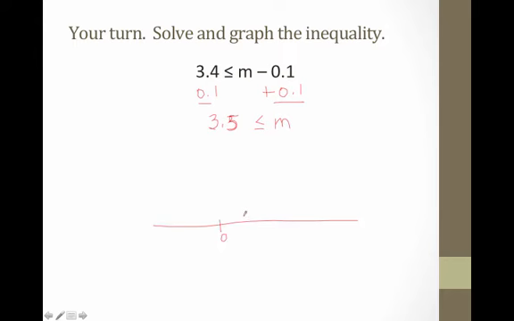I've got my 0, 1, 2, 3, and 4. And I know that 3.5 is less than or equal to m, but m is greater than or equal to, so I'm going to have a closed-in hole. M is greater than or equal to. So let's quickly grab a different pen color, and probably not that good, but you can see that it is going off in this direction.